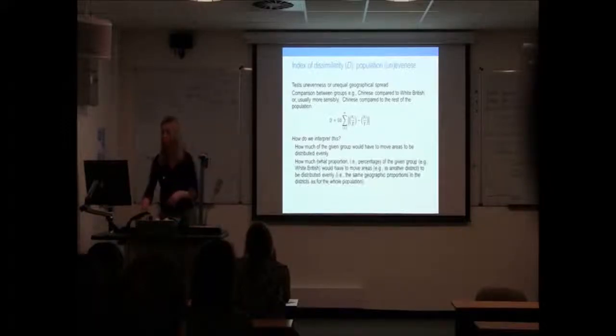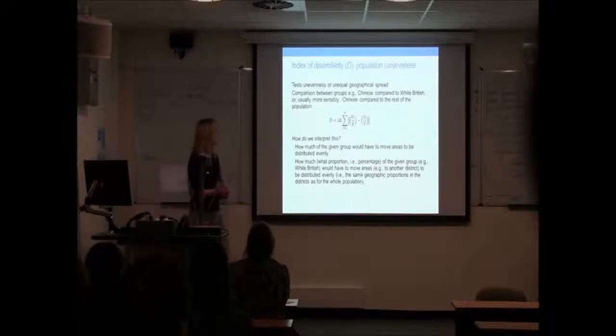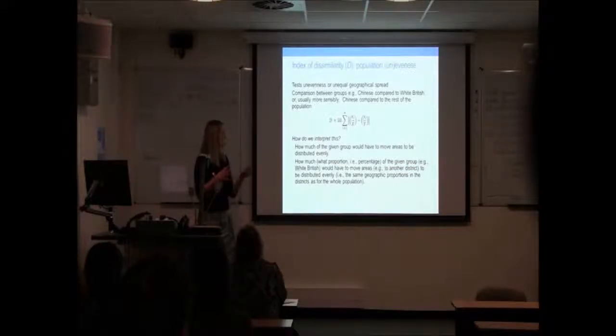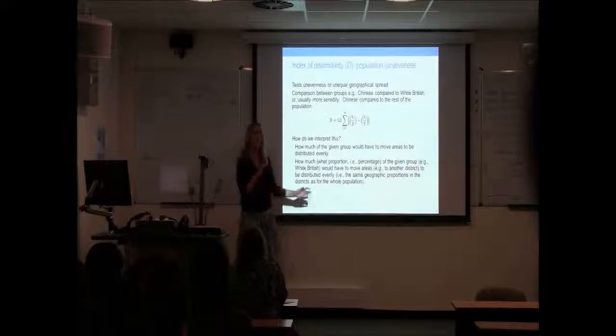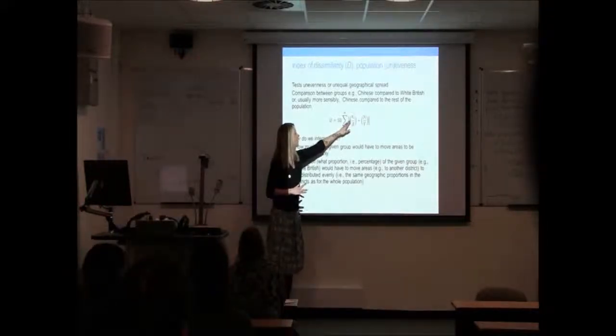Okay, so let's disaggregate that a little bit more. What proportion, like percentage, of a given group, for example white British, would have to move areas, for example to another district, to be distributed evenly, so to have the same geographic proportions in the district as the whole population.